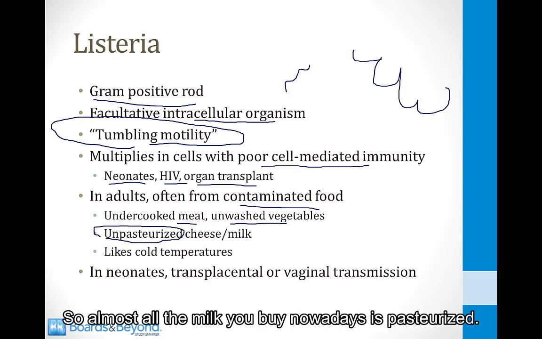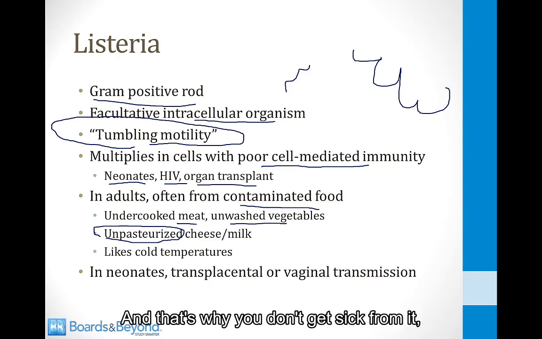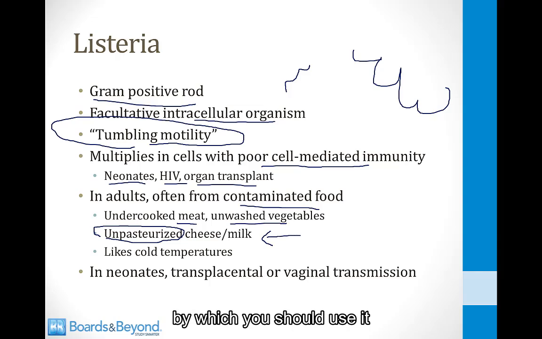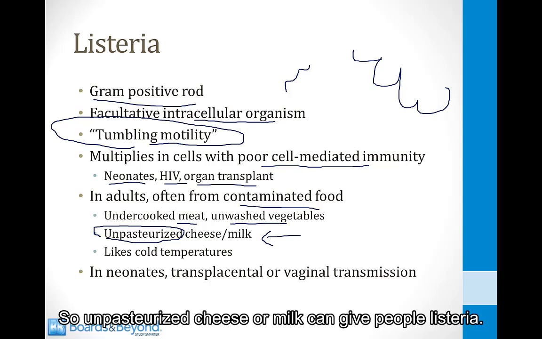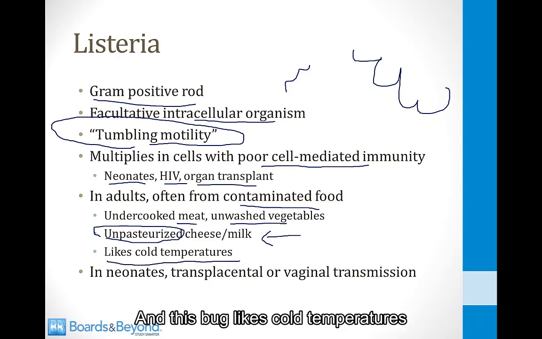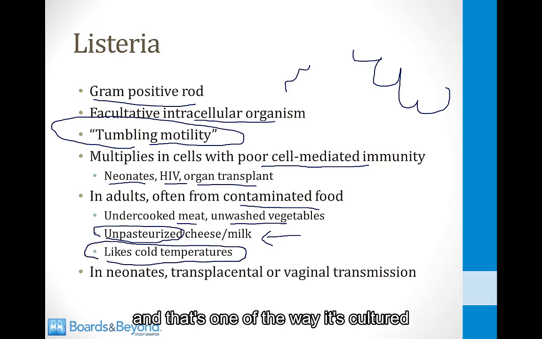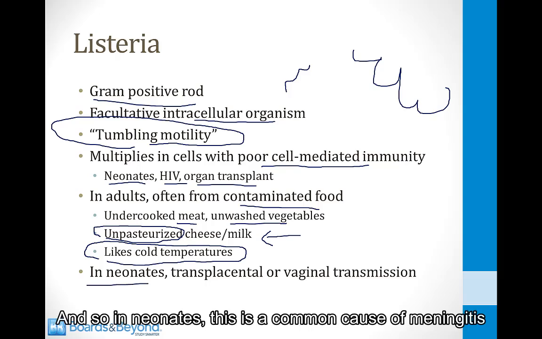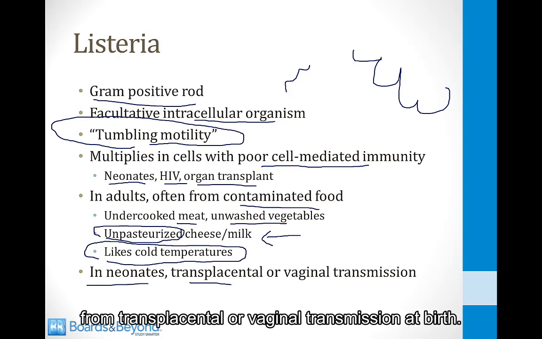So almost all the milk you buy nowadays is pasteurized, and that's why you don't get sick from it, even though it does have a due date on it by which you should use it, because it can only last for so long. So unpasteurized cheese or milk can give people listeria. And this bug likes cold temperatures, and that's one of the ways it's cultured: to put it in cold temperatures and see if it grows. And so in neonates, this is a common cause of meningitis, and that's because the babies get it from transplacental or vaginal transmission at birth.